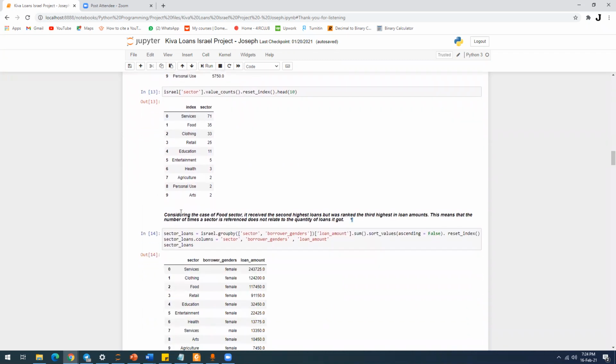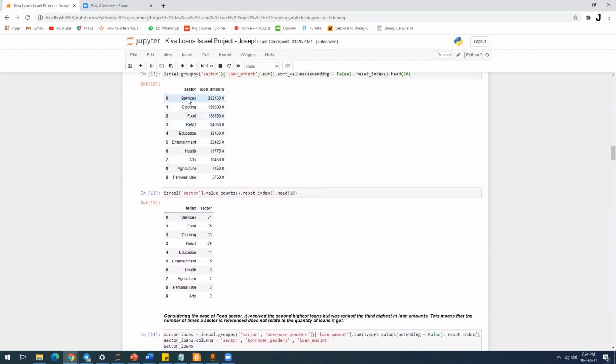And I comment here and say, considering the case of food sector, it received the second highest loans, but was ranked the third highest in loan amount. As you can see from both tables, the sector with the highest loan amount is services. However, when it comes to the value count, food is second in the number of loans, not the amount. And here it comes at number 3.